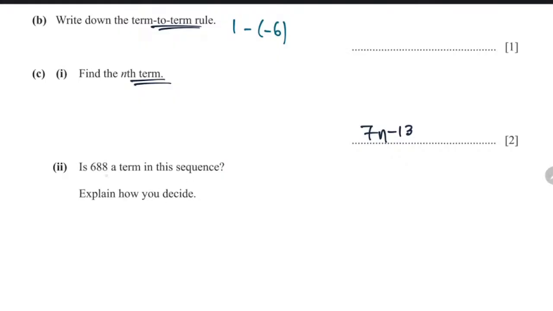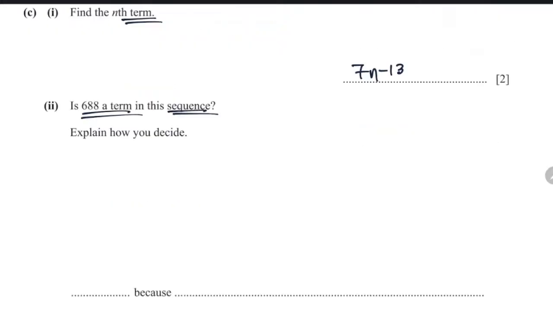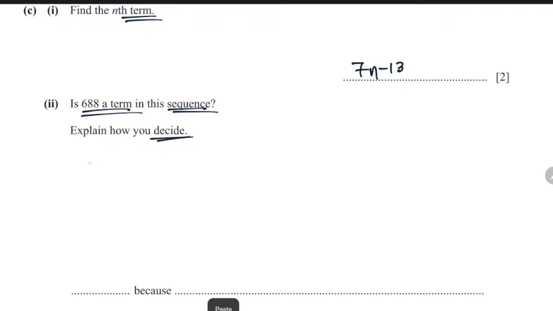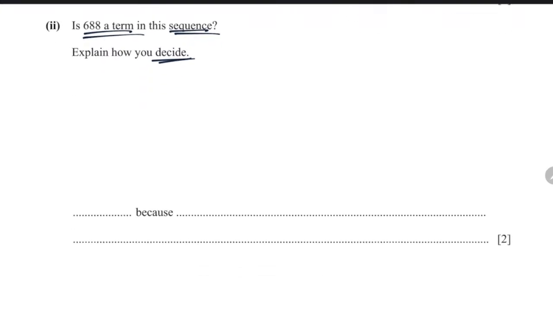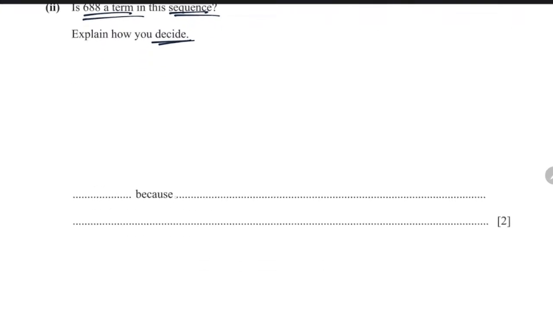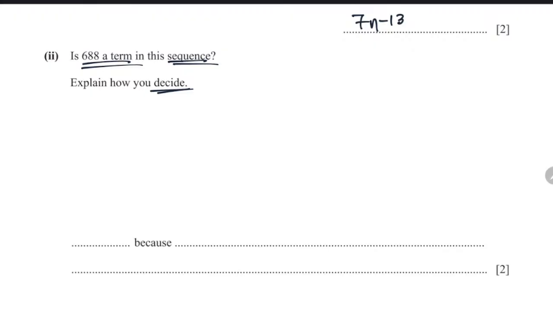Okay? Is 688 a term in this sequence? Explain how you decide. They want you to say yes or no. So explain how you decide. What you're going to say, you let 7n minus 13 be equal to 688. Then you see if you're going to get an answer, okay?